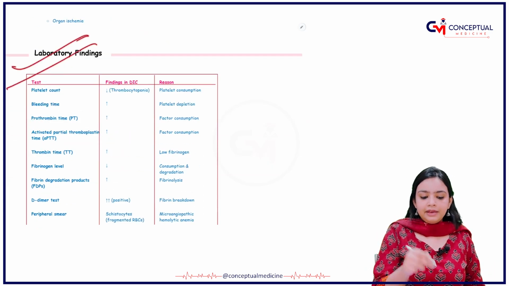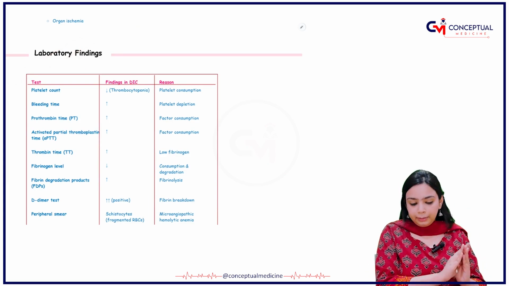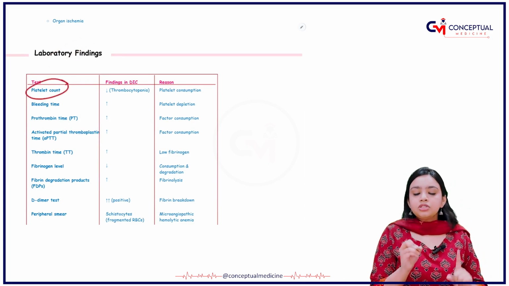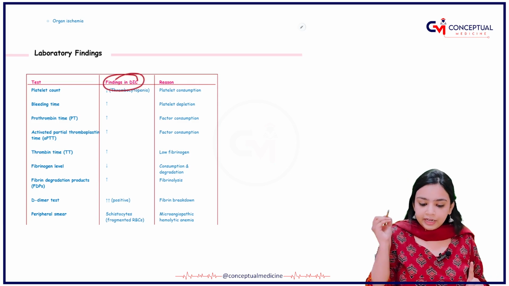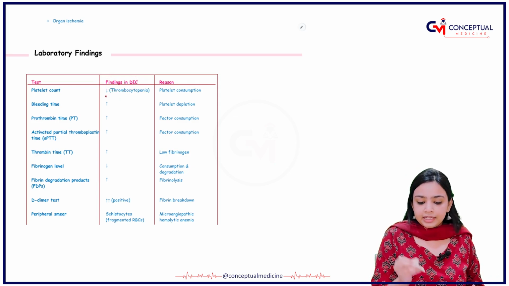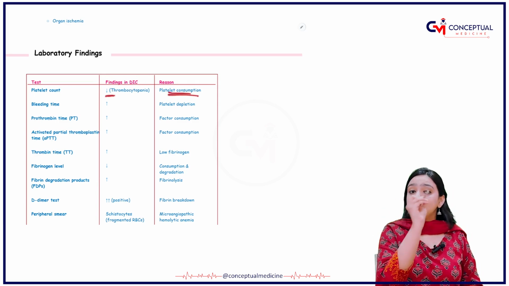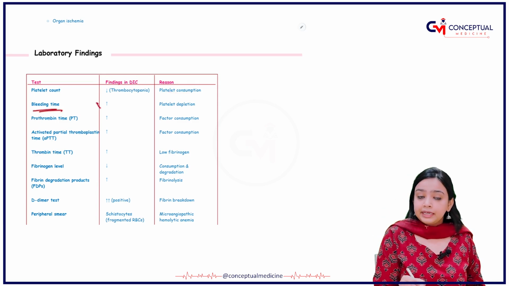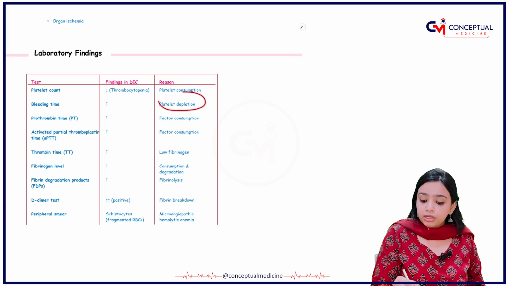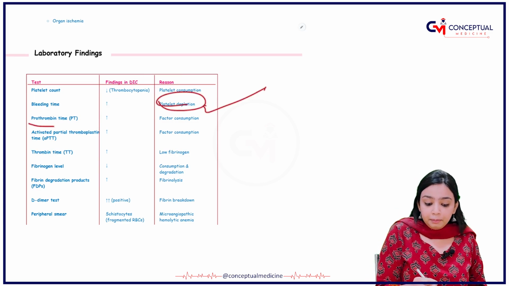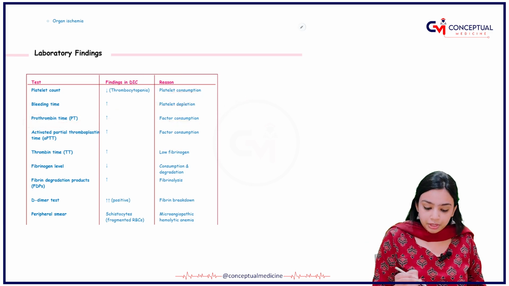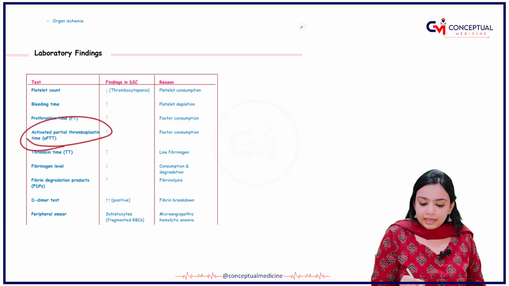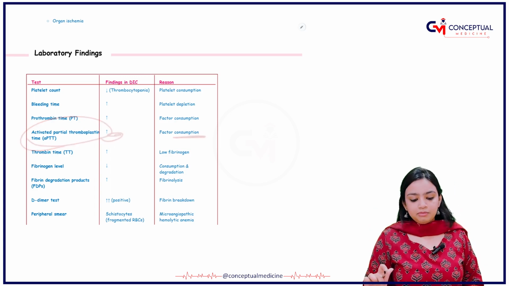Now this table I have made represents all the laboratory findings. The first test that was performed was platelet count. In the findings of DIC, I am able to see that it is decreased. Why? Because there is platelet consumption. Bleeding time is increased because of the platelet depletion. Prothrombin time is increased due to factor consumption. aPTT is increased due to factor consumption.